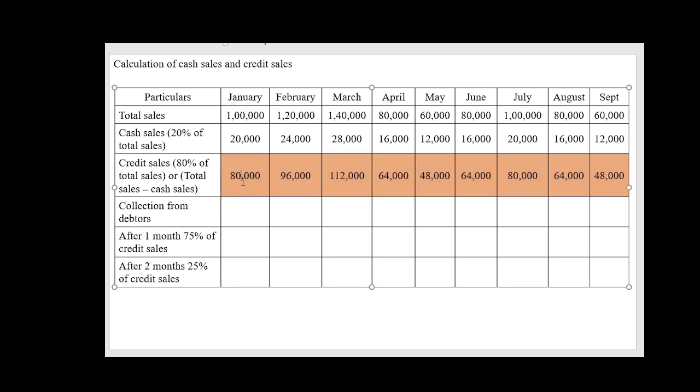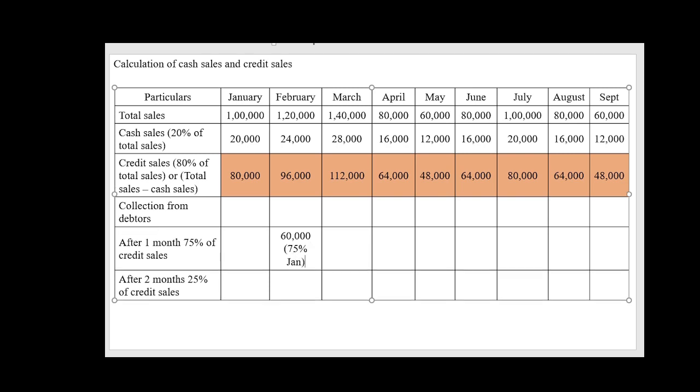January sales is 80,000. Now 75% of it you're going to receive in February. So 75% of 80,000 is 60,000. Okay, so what is this figure? This is 75% of the month of January's credit sales. Now, when will you receive?